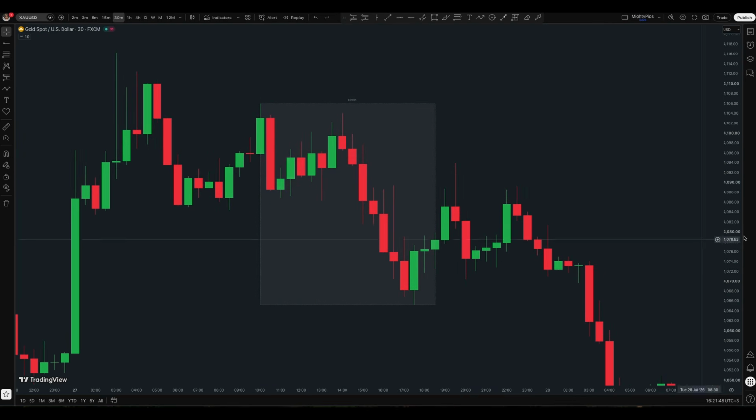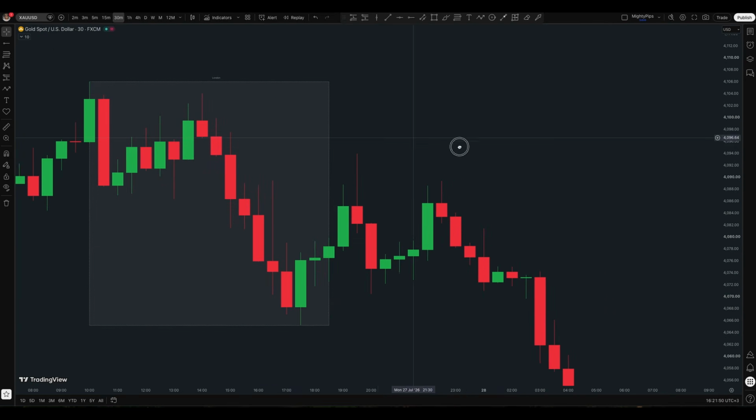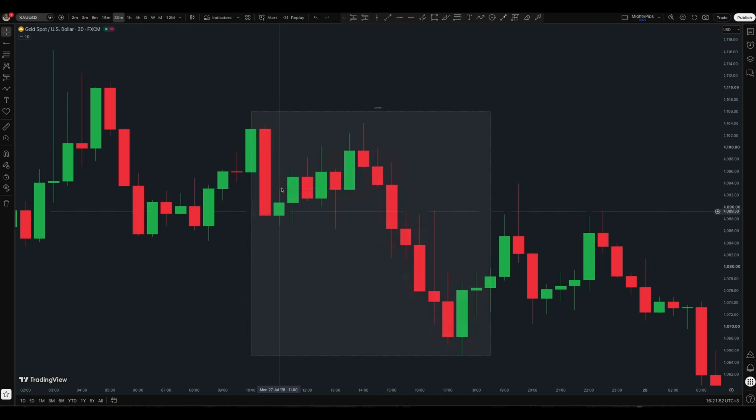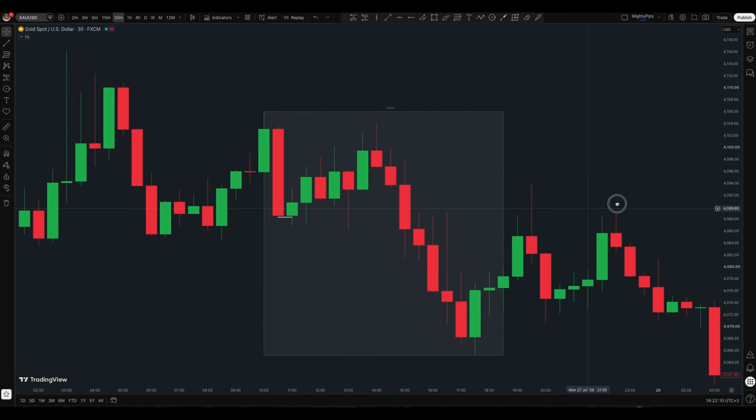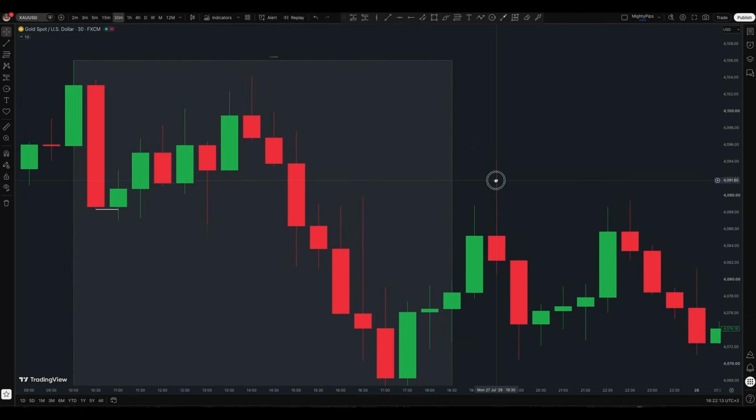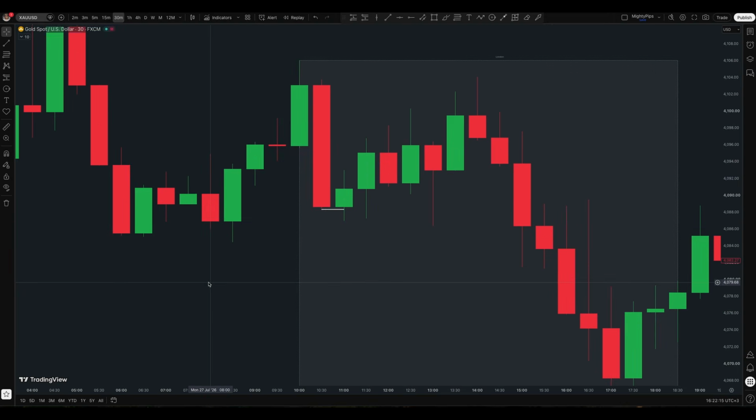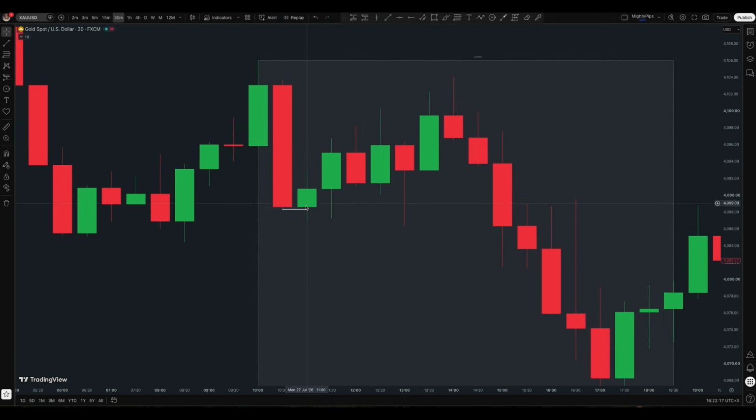So the first CRT formation that we got, you will get multiple CRT formations in one day. You can see here we have this first CRT formation right here. We have the bearish candle here, and we have its low being cleared by that bullish candle. I want to make it big enough for you guys to see. This bullish candle's low clears this bearish candle's low, as you can see right there.